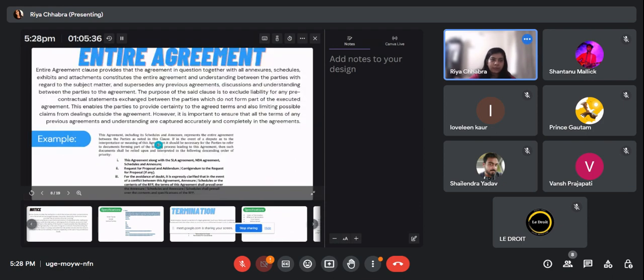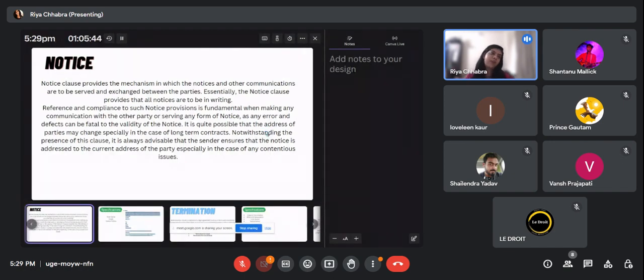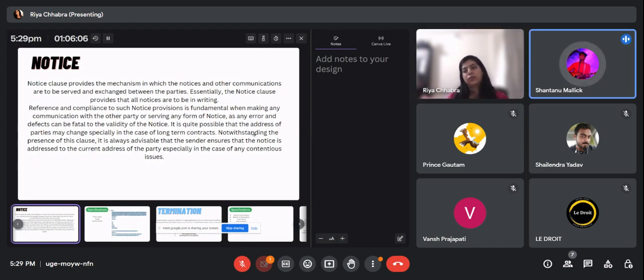All right. So we will quickly cover the notice part. So what do you think of the notice part? Of course, you all must have read about it or heard about it. Make an attempt. Guess what you think a notice clause is. Notice is basically the communication that is exchanged between the parties.